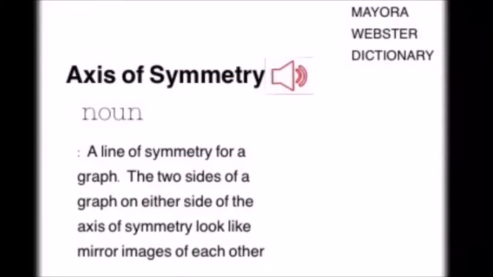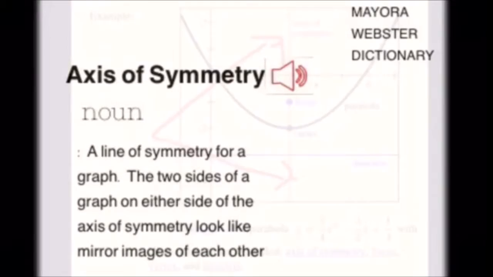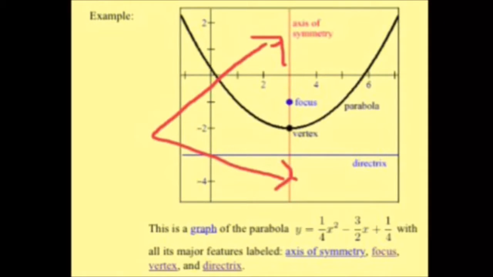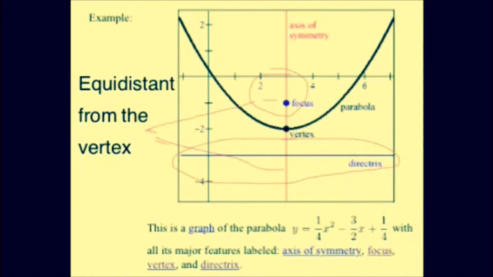And now for the axis of symmetry. So, a line of symmetry for a graph. The two sides of a graph on either side of the axis of symmetry look like mirror images of each other. So as you can see in this illustration, the axis of symmetry is at the y-axis. Now, always remember that the focus and the directrix are equidistant from the vertex.